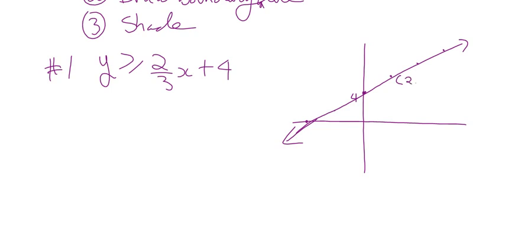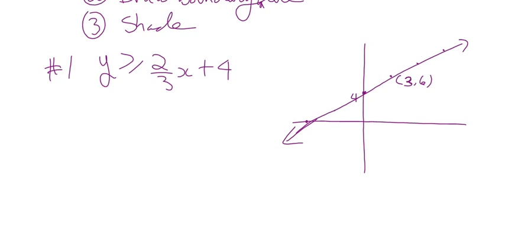So, where do we go? Well, it's up 2 and right 3. So this is 3, 6, right? It's the point 3, 6. If we put the point 3, 6 in here, does it satisfy? Does it make a true statement? You put in x as 3, you get 2 plus 4, which is 6. 6 is greater than or equal to 6. That is a true statement. Okay. So any point on the boundary line is true.